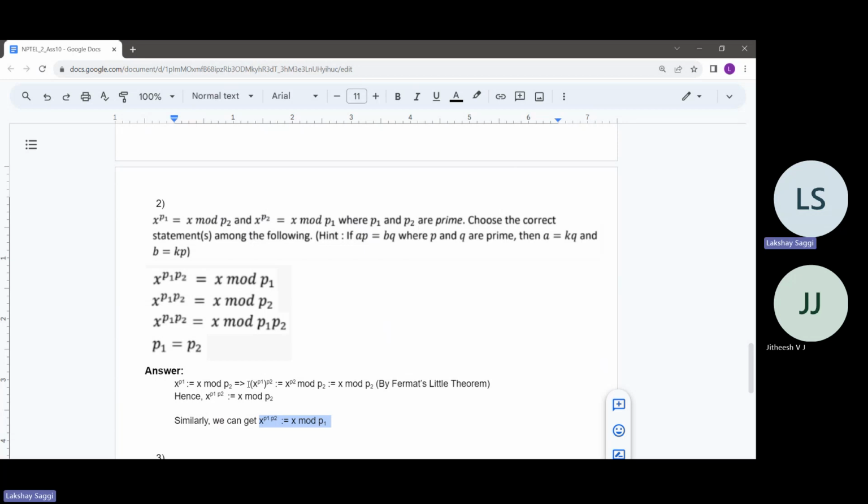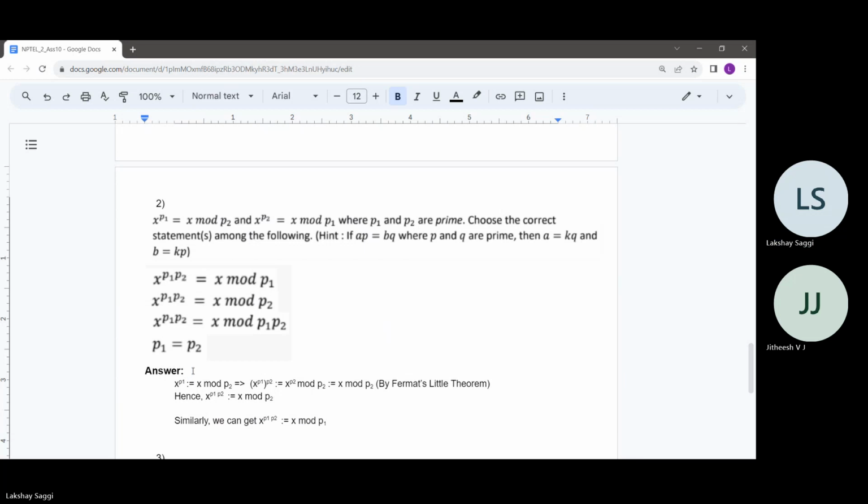So what we essentially get is option A here, which is x to the power p1 p2 is x mod p1. We get option B, which is x to the power p1 p2 is x mod p2. And by Chinese remainder theorem, note that p1 and p2 can be equal or they cannot be equal, right?